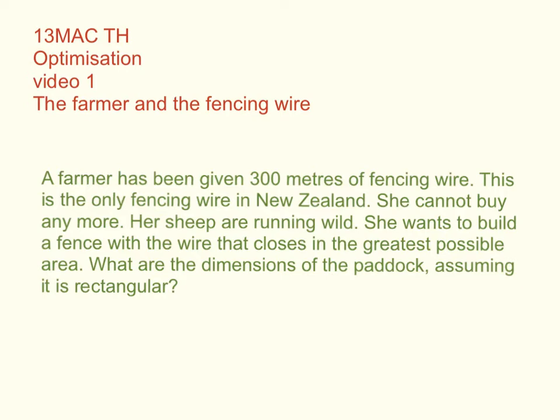So a farmer has been given 300 metres of fencing wire. This is the only fencing wire she can get in New Zealand. There's no more for sale, and she has to do something about her sheep. Shall we draw a picture of a sheep? All right, here's a sheep.